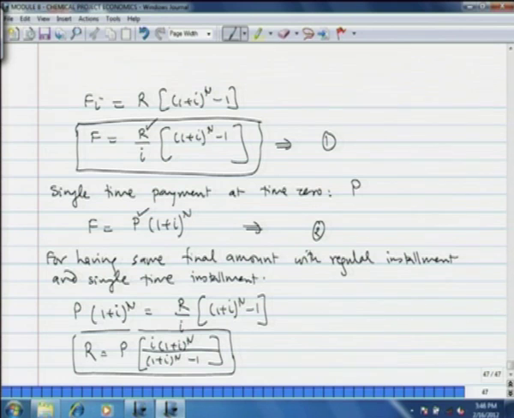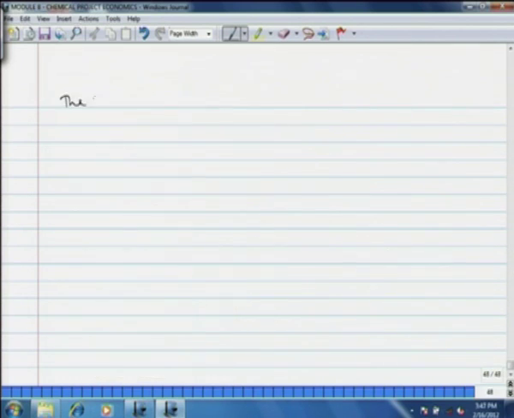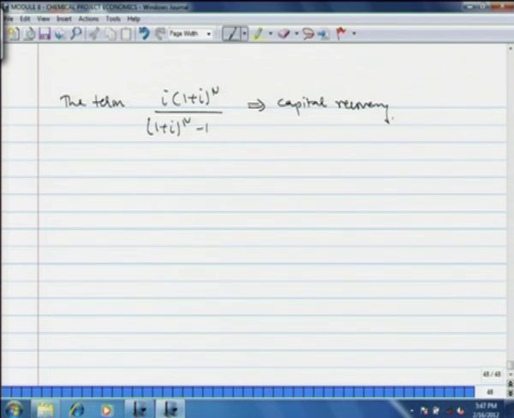And the term in the square bracket is called the capital recovery factor. The term i into (1 plus i) to the power n divided by ((1 plus i) to the power n minus 1) is called the capital recovery factor. We shall see the significance of this term in evaluation of the feasibility or profitability of a chemical project in the subsequent lecture.